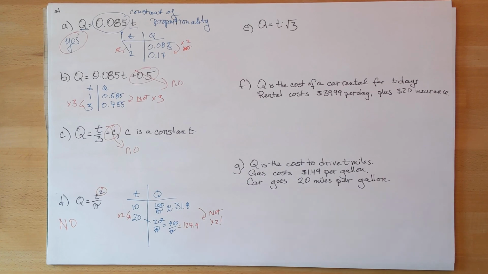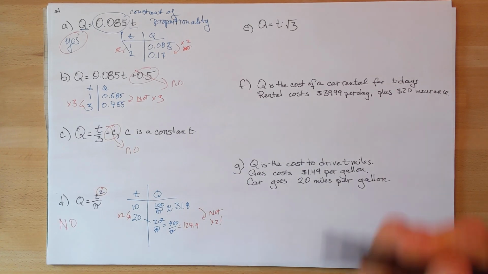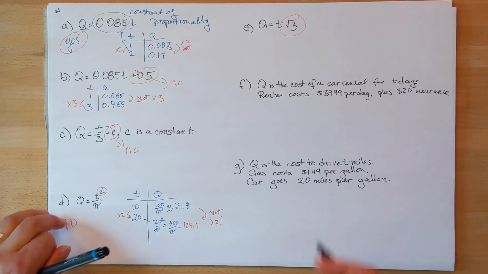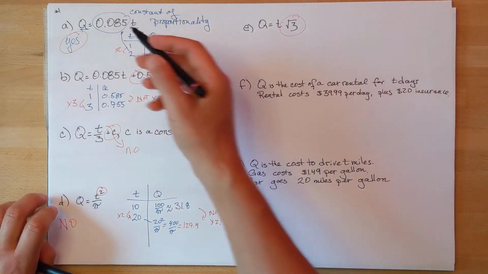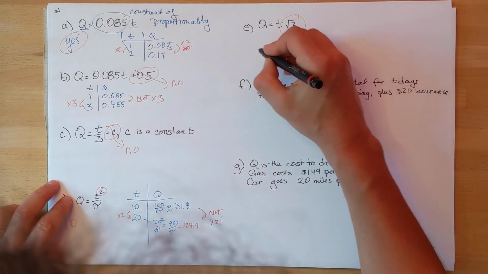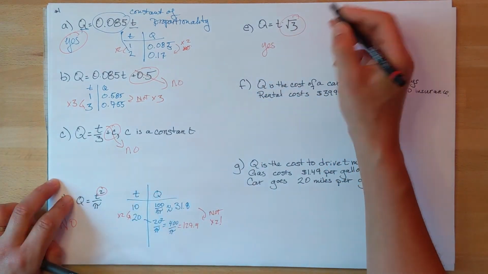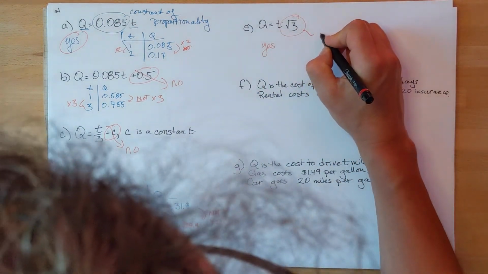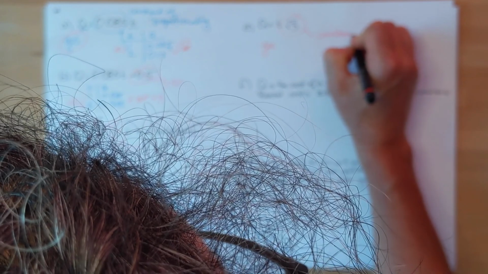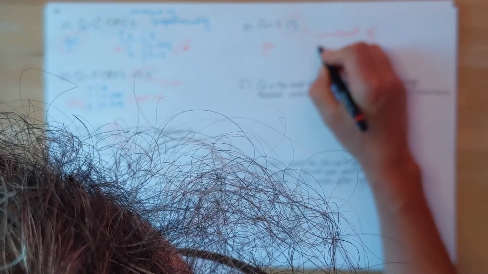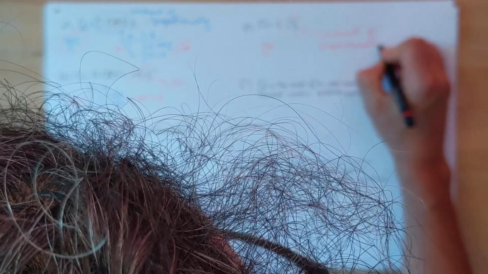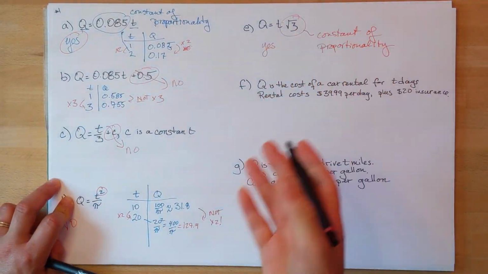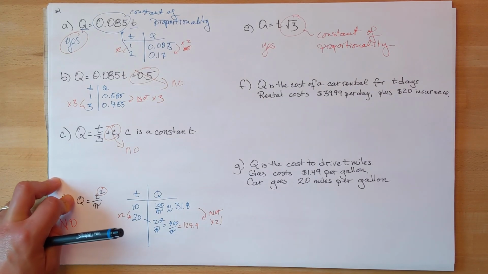How about E over here? E, I've got the square root of 3, and that might be a little disconcerting, but that's just a number. This is Q is equal to T times some number. The number happens to be the square root of 3 instead of 0.085. Yes, these are proportional, and this square root of 3 is my constant of proportionality. So as long as my relationship is Q is some number times T, they are proportional.